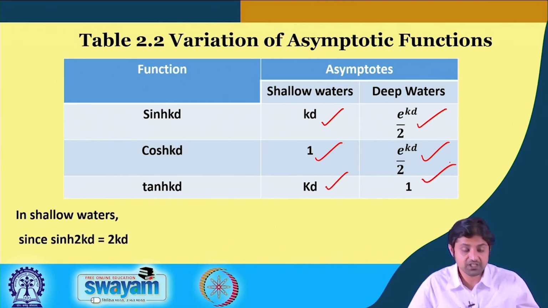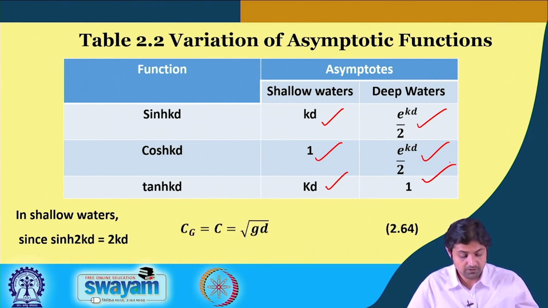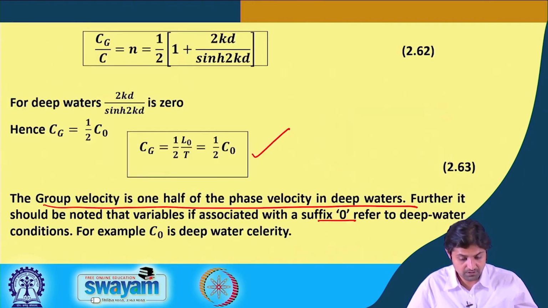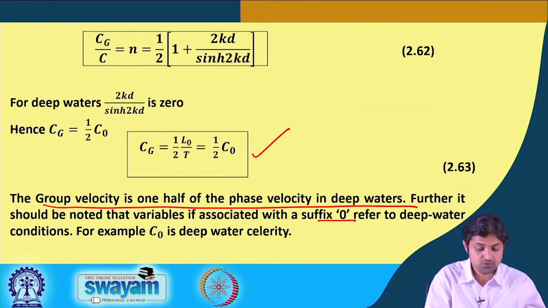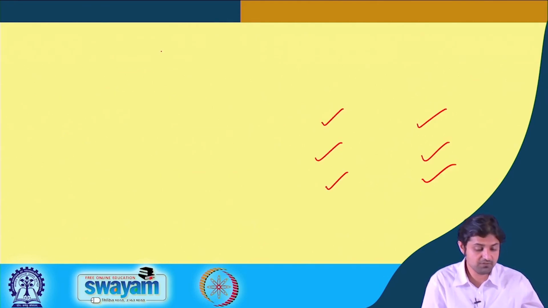So, in shallow water sinh 2kd becomes 2kd. Therefore, Cg is going to be, you look at this equation, sinh 2kd will be 2kd. So, this 2kd gets cancelled, right. So, it will be 1 plus 1, 2, into half. So, Cg will become C.